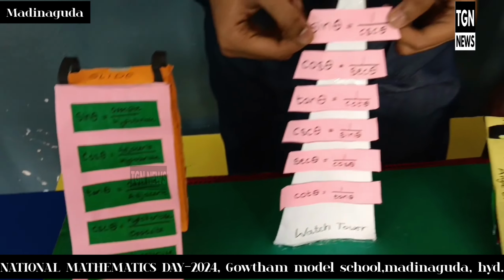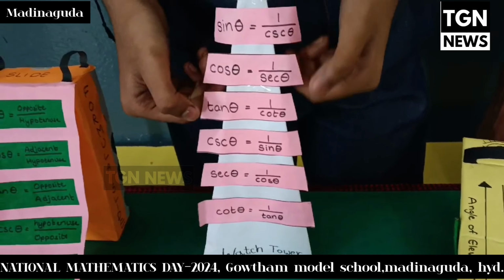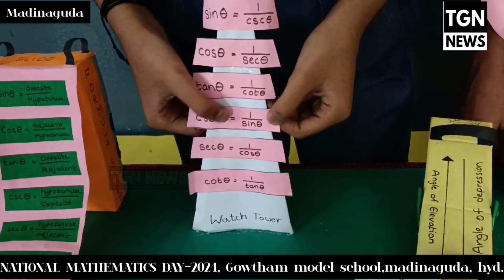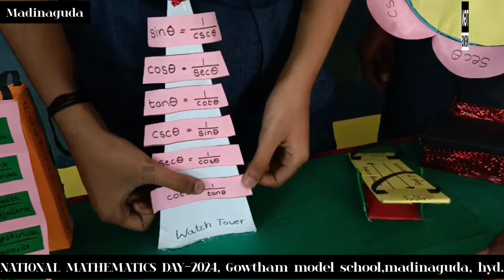Now these are the inverse functions. Sin theta is equal to 1 by cosecant theta, cos theta is equal to 1 by secant theta, tan theta is equal to 1 by cot theta, cosecant theta is equal to 1 by sin theta, secant theta is equal to 1 by cos theta, cot theta is equal to 1 by tan theta.